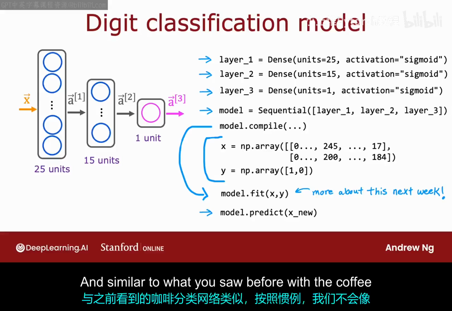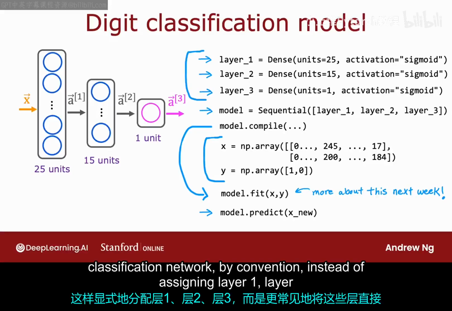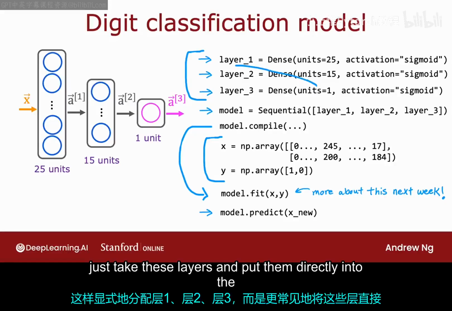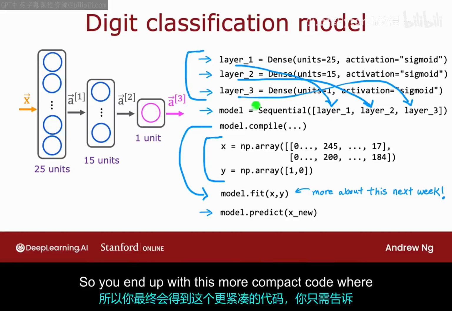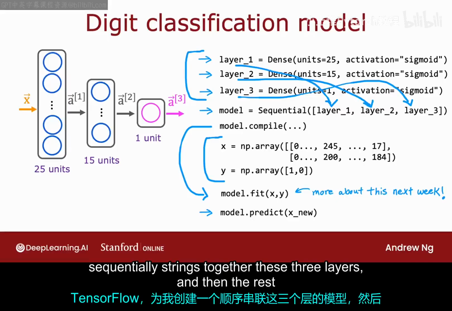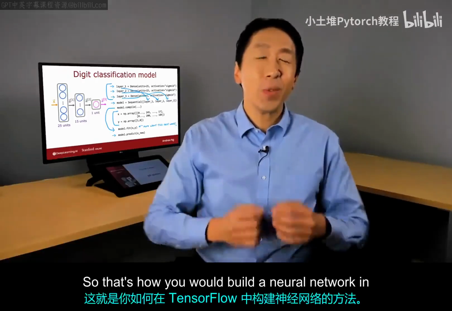And similar to what you saw before with the coffee classification network, by convention, instead of assigning layer 1, layer 2, layer 3 explicitly like this, we would more commonly just take these layers and put them directly into the sequential function. So you end up with this more compact code where you just tell TensorFlow, create a model for me that sequentially strings together these 3 layers, and then the rest of the code works same as before. So that's how you would build a neural network in TensorFlow.